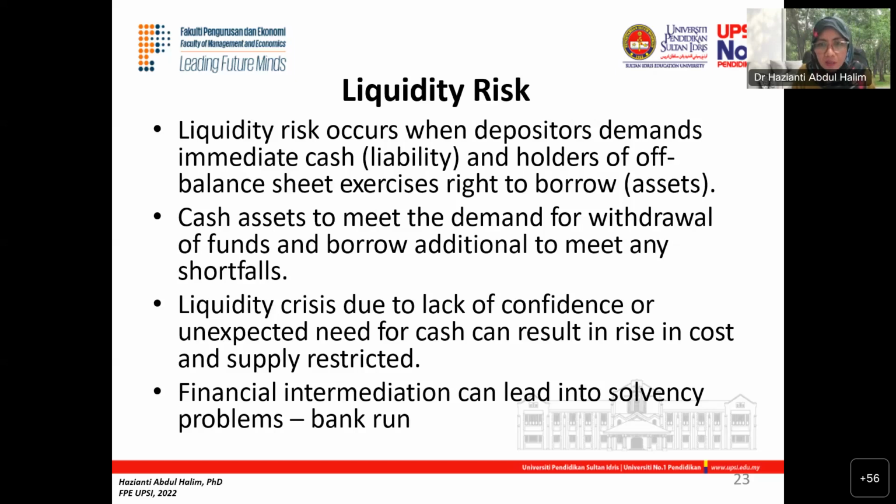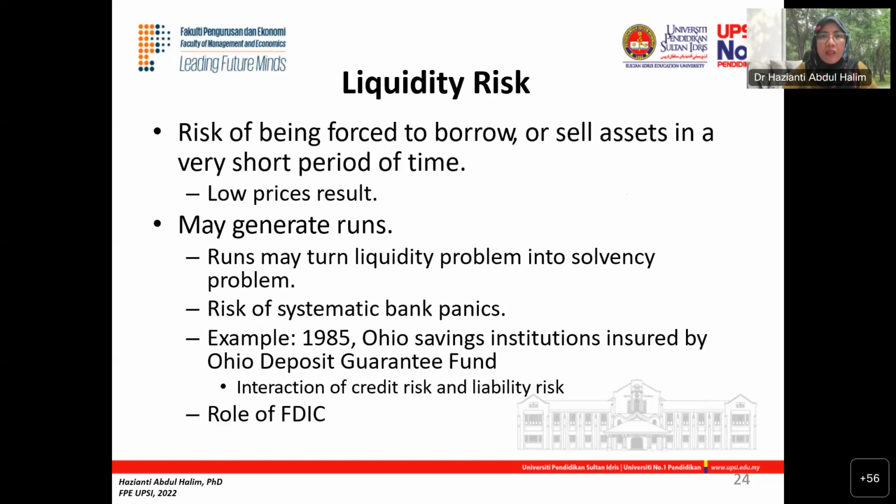So with a liquidity crisis, you must remember we need a balance between surplus and deficit of funds. So liquidity risk happens when it is not balanced, and it will eventually lead to a solvency problem. That is why we have never heard of a bank going bankrupt, because they really control their liquidity risk. So the risk of being forced to borrow or sell assets in a very short period of time. This is also a US example, the Ohio Savings Institution. So runs may turn a liquidity problem into a solvency problem.